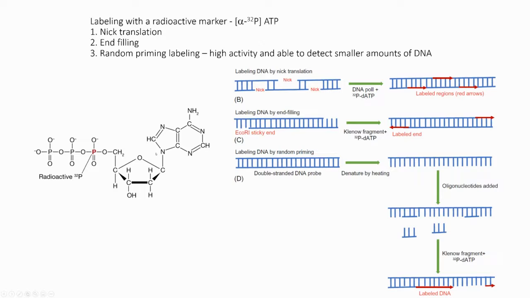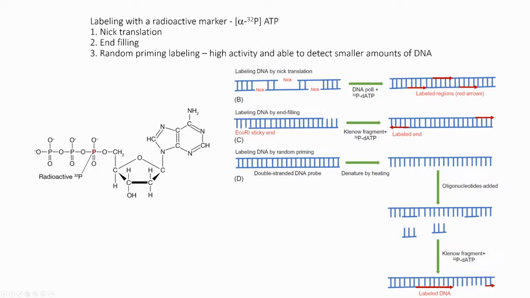So this is the structure. You can see this ATP with alpha, beta, gamma. This alpha phosphate is a P32 isotope. In the presence of DNA polymerase 1, they will replace this existing sequence with a new strand, so you will synthesize a new strand. In the meantime, you incorporate this P32 dATP into the strand, and so the probe becomes labeled.